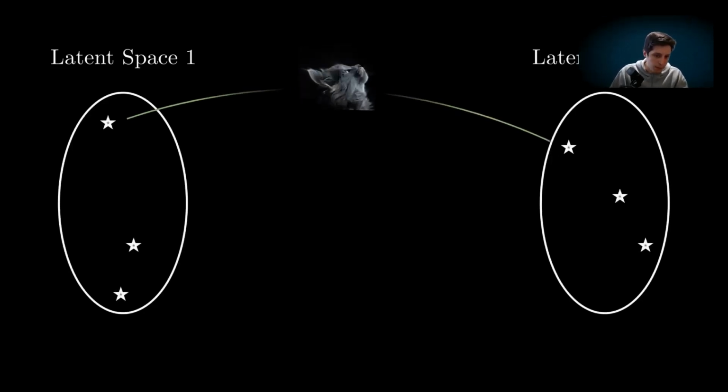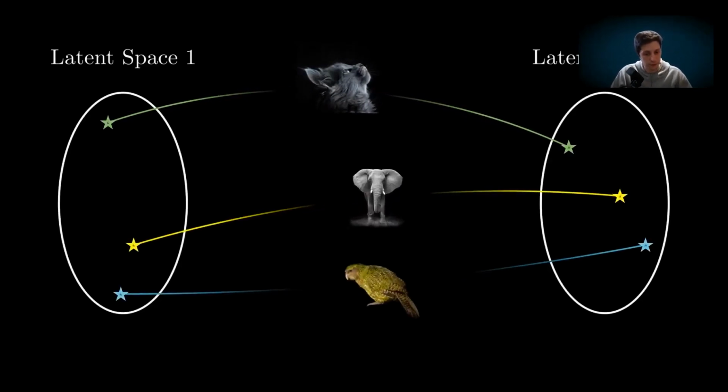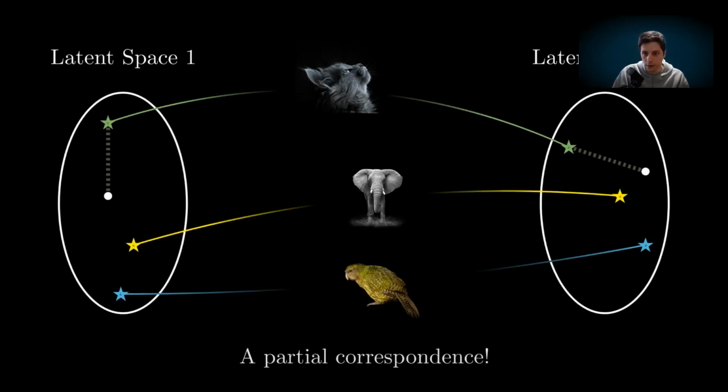So the building block for this application, for the relative representation to work, are the parallel anchors. Basically, parallel anchors are a partial correspondence between domains. So here the stars are the two sets of anchors for the two spaces. And this is the partial correspondence. So basically we have anchors in the two spaces that represent the same concept.